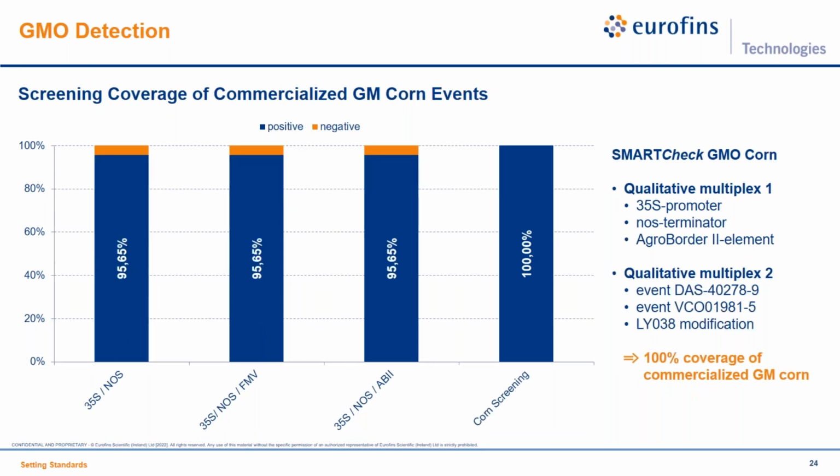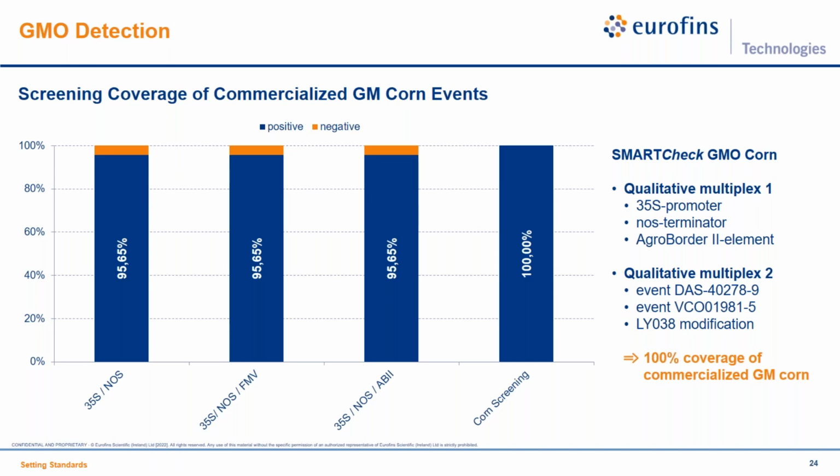Corn is a bit different. So if we have a look at corn, the classical screening 35S and NOS is really good. If we add FMV promoter or AgriBorder 2 as a target, it does not have an effect on the strategy. There are still 3 corn events left, and some customers still ask for the detection of these corn events. So that's why we combined the 3 events in an additional multiplex. So our recommendation for corn is to use the main screening multiplex and the additional multiplex covering the 3 remaining GMOs to achieve 100% coverage of the commercialized corn events.